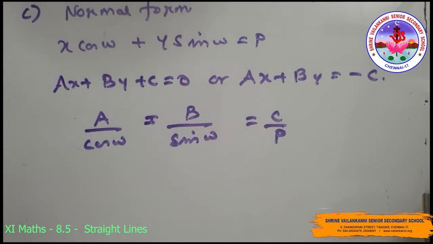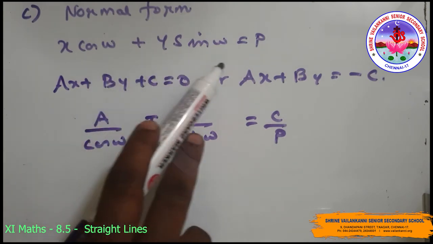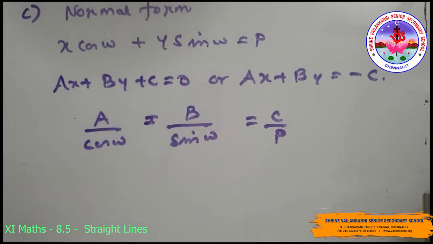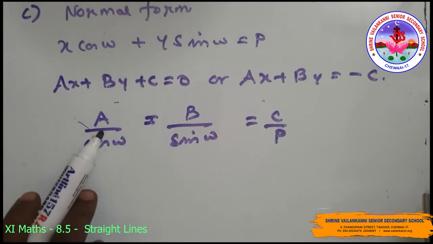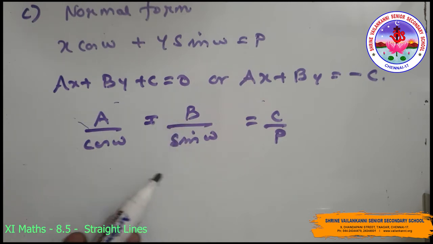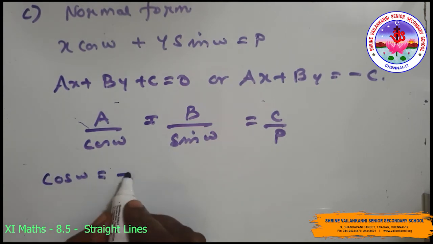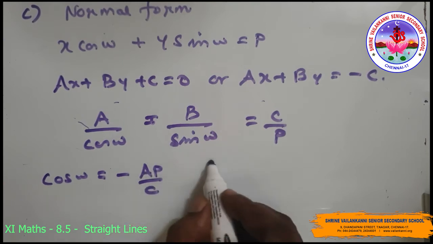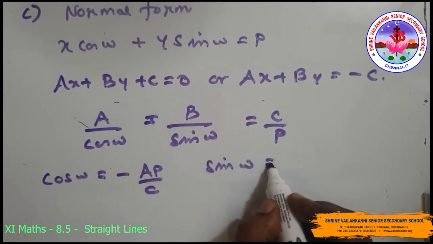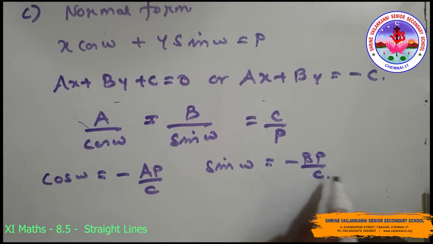The third form is normal form. Let x cos omega + y sin omega = p be the normal form of the line represented by the equation ax + by + c = 0, or ax + by = -c. Thus both equations are the same, and therefore we can write a/cos omega = b/sin omega = -c/p. So cos omega is -ap/c and sin omega is -bp/c.